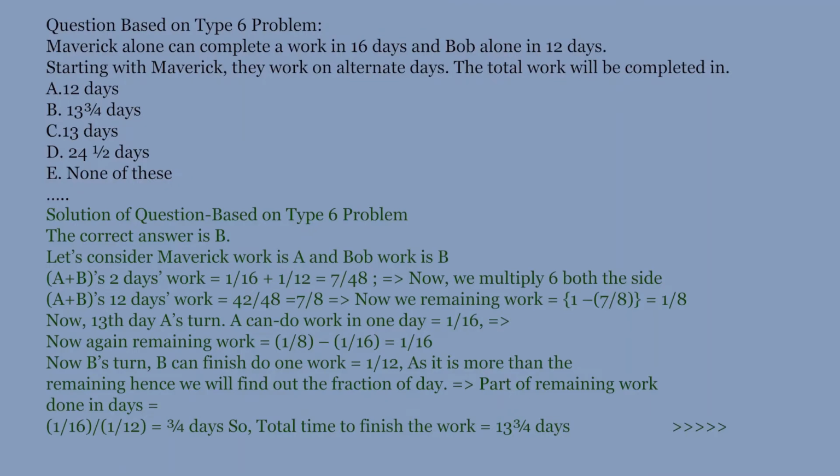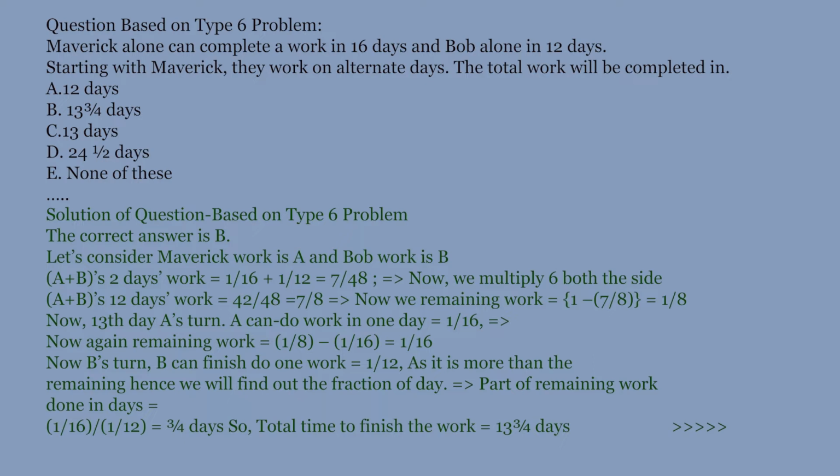So we'll write down what work is going to be completed in 2 days: Maverick's 1 day work plus Bob's 1 day work. So in 2 days, how much work are they going to finish? Let Maverick's work be A and Bob's work be B. So A and B's 2 days work will be 1 upon 16 plus 1 upon 12, which will be 7 upon 48.